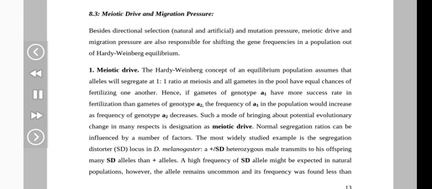1. Meiotic drive. The Hardy-Weinberg concept of an equilibrium population assumes that alleles will segregate at a 1:1 ratio at meiosis and all gametes in the pool have equal chances of fertilizing one another. Hence, if gametes of genotype A1 have more success rate in fertilization than gametes of genotype A2, the frequency of A1 in the population would increase as the frequency of genotype A2 decreases. Such a mode of bringing about potential evolutionary change in many respects is designated as meiotic drive.